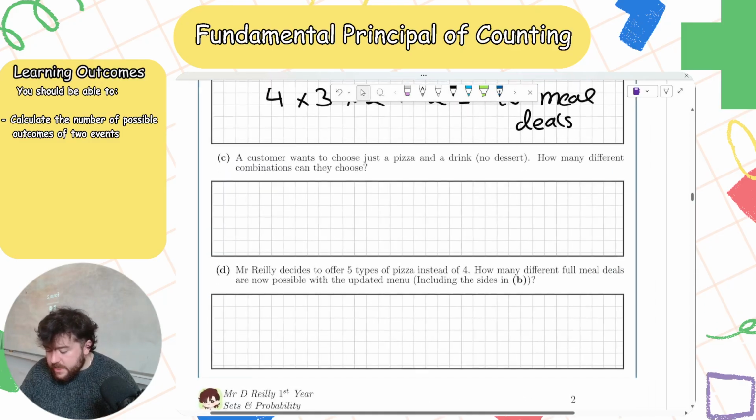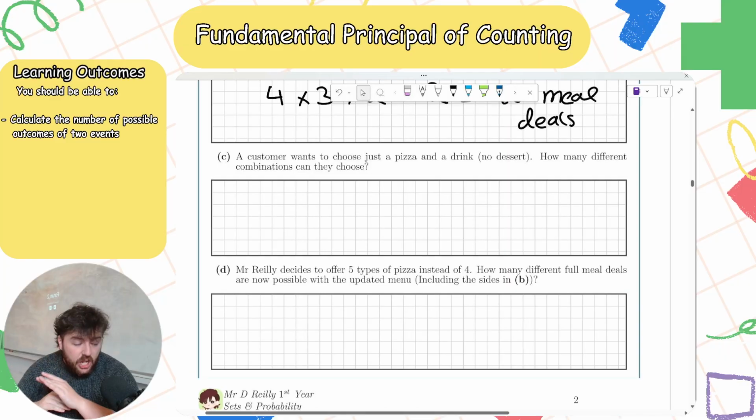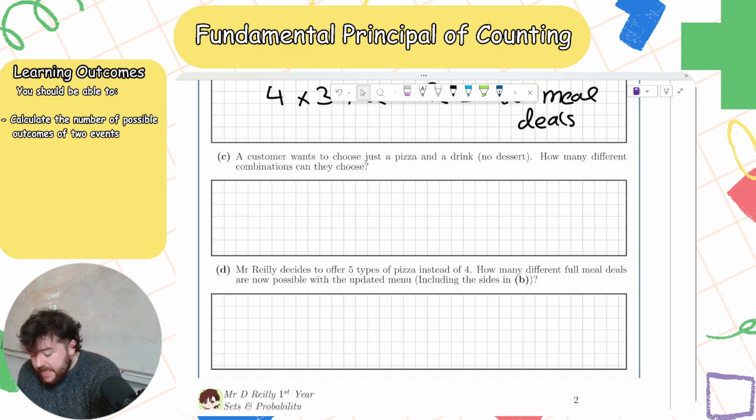A customer wants to choose just a pizza and a drink, no dessert. How many different combinations can he choose? Well, he still has 4 pizzas and he has the option of 3 drinks. So in total he has 12 options.